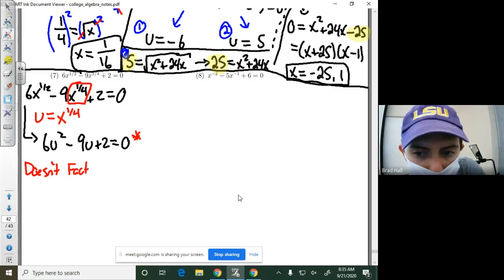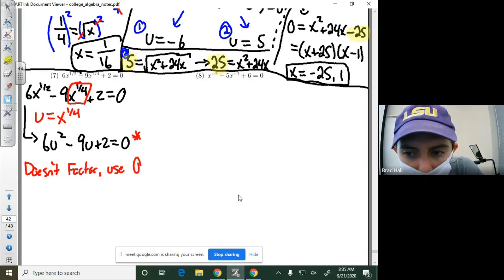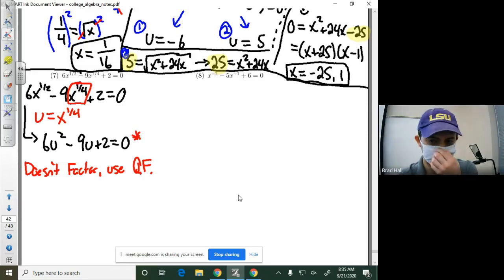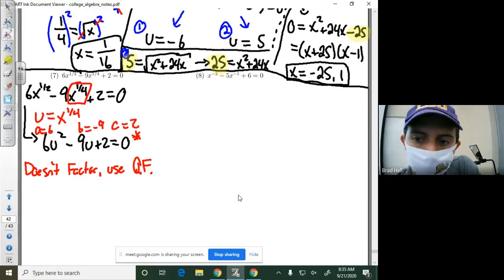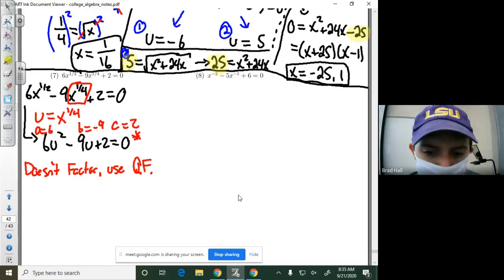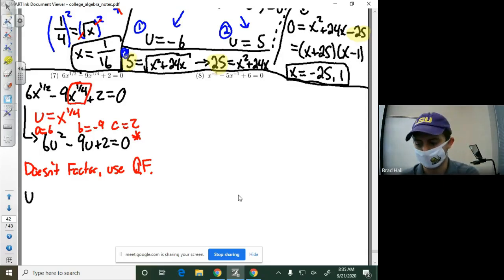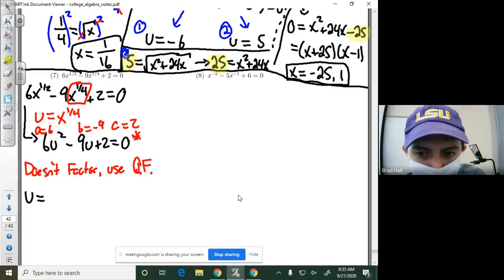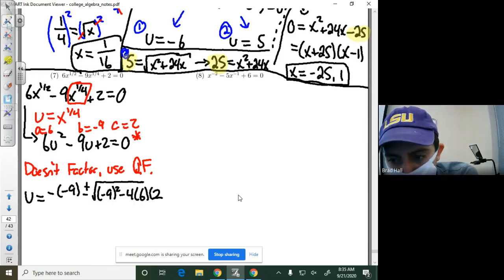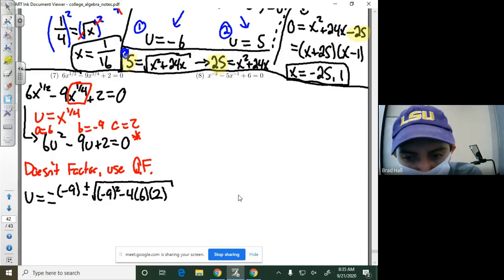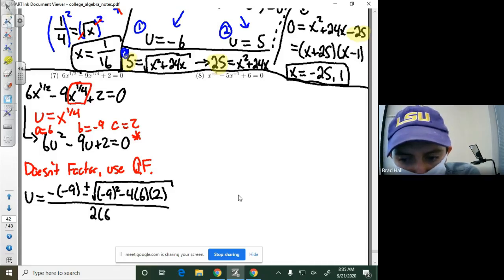Doesn't factor, use the quadratic formula. And remember, that means that A is 6, B is -9, and C is 2. And so what that tells us is that u, not x, but u in this case, is equal to minus -9 plus or minus the square root of -9 squared minus 4 times 6 times 2, all of this divided by 2 times 6.